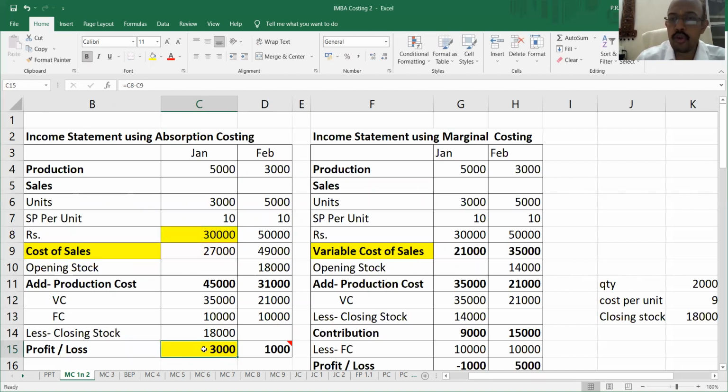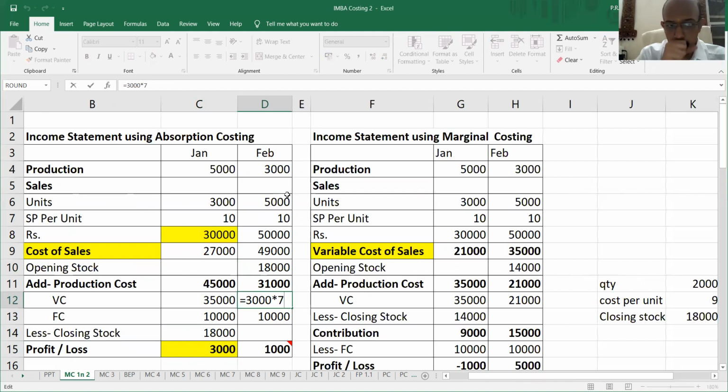A similar exercise we will do for the month of Feb. The only thing that will change is that the closing stock of Jan will become the opening stock of Feb. The rest, the variable cost, will come the same way: 3,000 units that we are producing into 7 rupees per unit is the variable cost. 10,000 rupees is the fixed cost given to us.